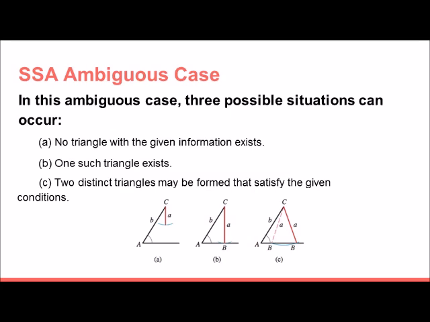As you can see in example A, with the given angle A and side B, side A does not complete the triangle, which means that no triangle exists with the given information. In example B, we see that side A perfectly completes a triangle in one spot only, meaning that there is only one triangle that exists with the given information. Finally, in example C, we see that side A completes a triangle in two positions while keeping the given information, meaning that two triangles are possible with the given information.